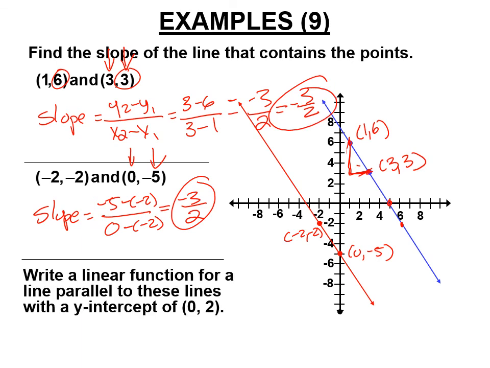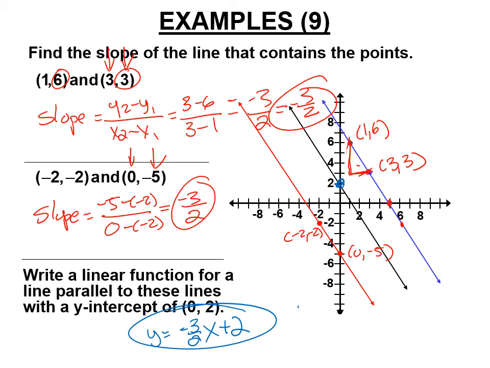All right, write a linear function for a line parallel to these lines. So these were parallel to each other because they had the same slope. Now you're going to write another linear function, a third one, and this third one is going to be parallel to those. What does that mean? It means it has to have -3/2 as the slope. So the coefficient of x has to be -3/2. And it says this line has to have a y-intercept of (0, 2). So that's the linear function that goes with that. That one will be parallel to those two and go right through that point in the middle there. All 3 of those are parallel. They all have the same slope.